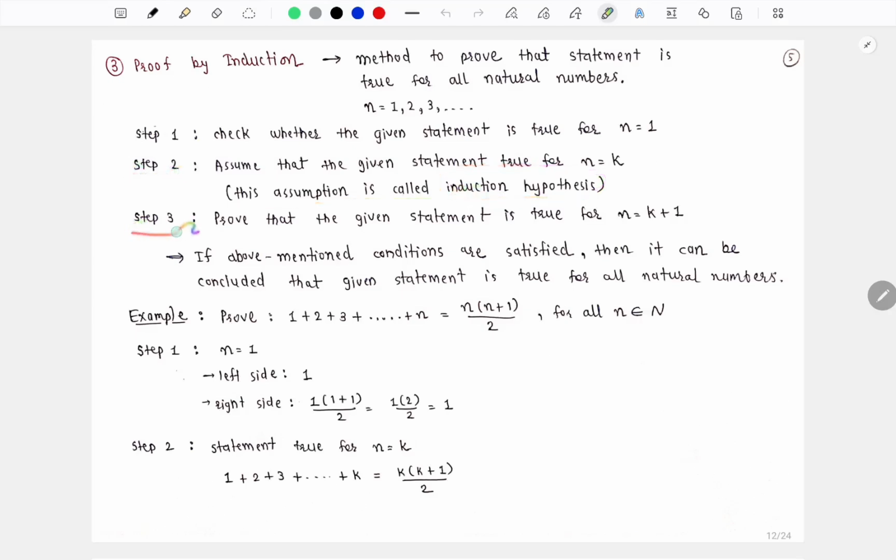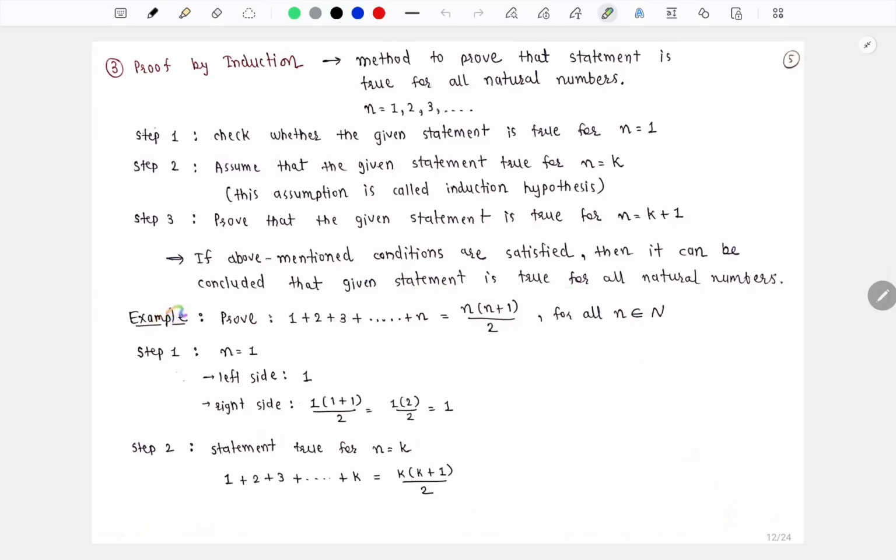And the third step is we have to prove that the given statement is true for n equal to k plus 1. If all the above mentioned conditions are satisfied, then we can conclude that the given statement is true for all the natural numbers. Let's see one example.